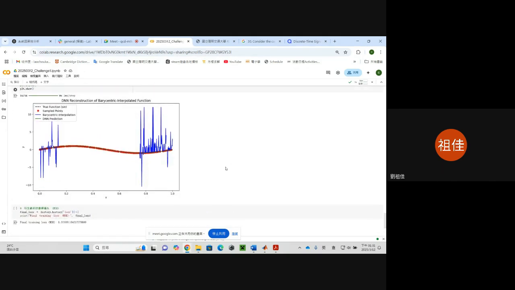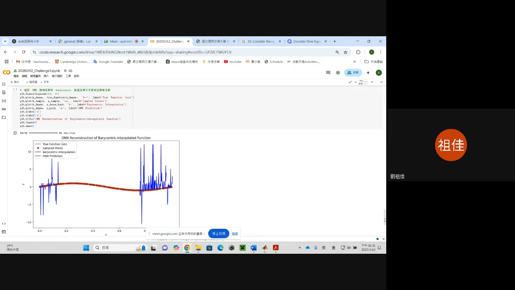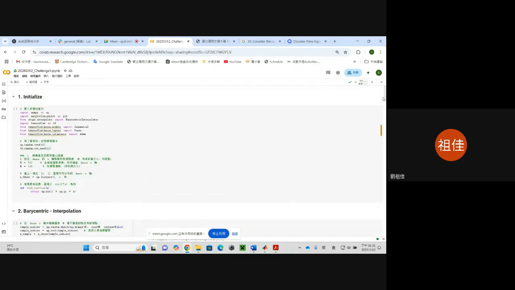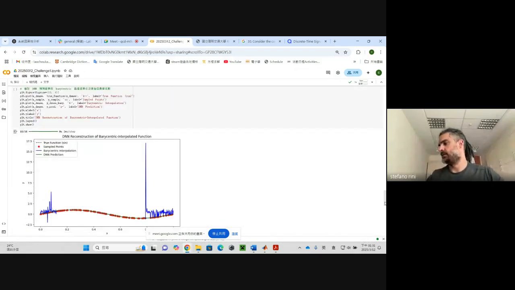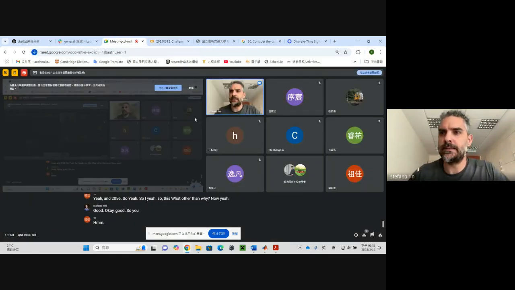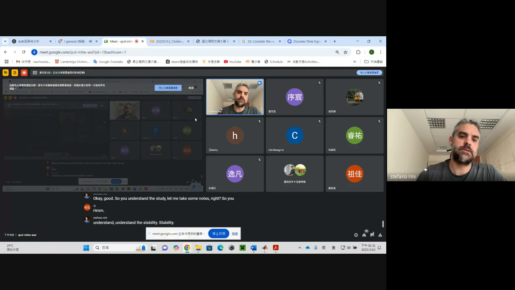So that's what our group has done right now. Good. Okay, good. So you understand the stability. Let me take some notes, right? So you understand the stability issues of the interpolation.